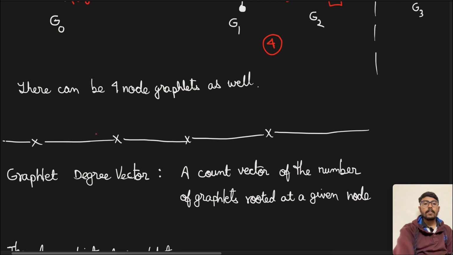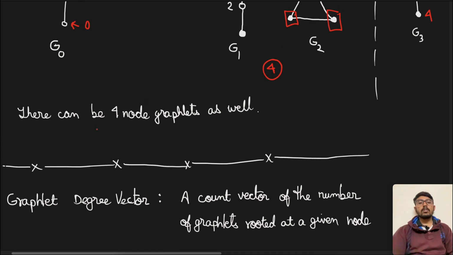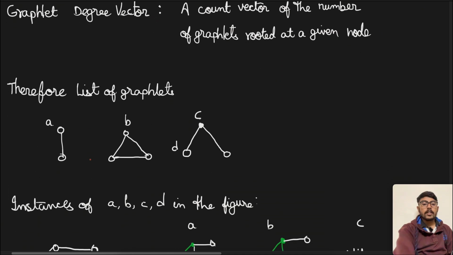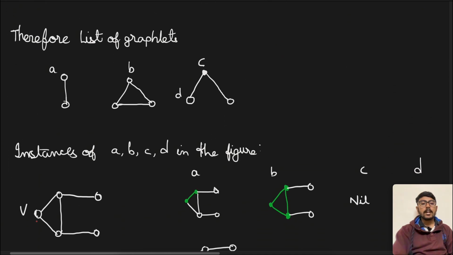Next we come to Graphlet degree vector. So a Graphlet degree vector is basically a count vector of the number of graphlets rooted at a given node. So in our case it will be V. So if we go in the particular instance, we need to understand how many graphlets are basically rooted at this particular node V, which is under consideration.